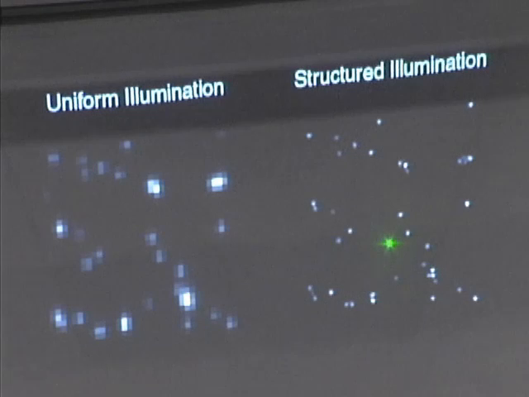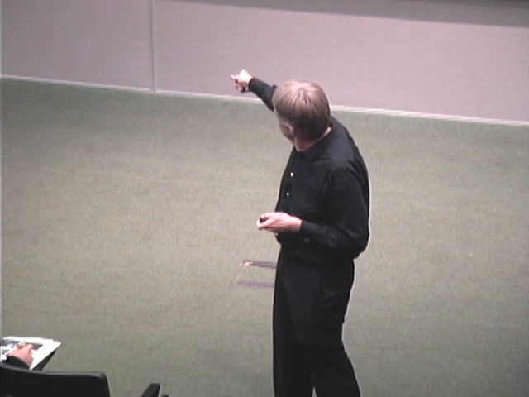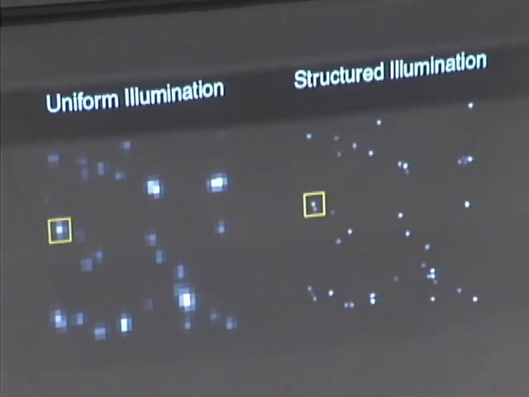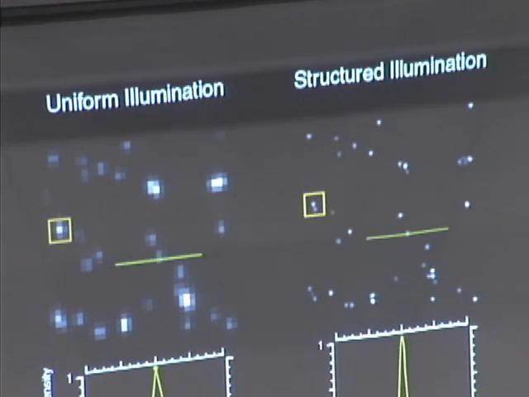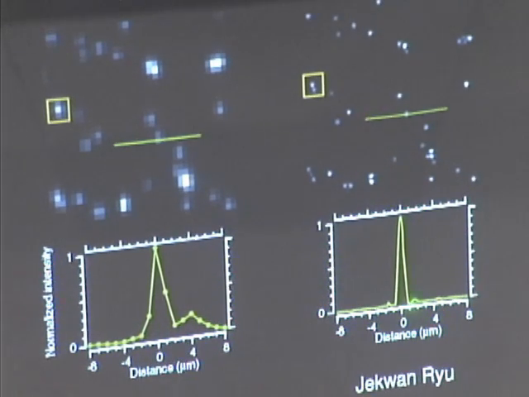In fact, if you compare the original to the reconstruction, this is one picture taken with uniform illumination. This is the result of calculating some 300 pictures with structured illumination, with different structure in each picture. And you can see a lot better resolution here. In fact, there's something that looks like it might be a bead, but over here, you can see more clearly it's really two beads. And if you take a solitary bead and plot the brightness through a line, you get this. But if you plot the brightness through a reconstruction, you get something much narrower.